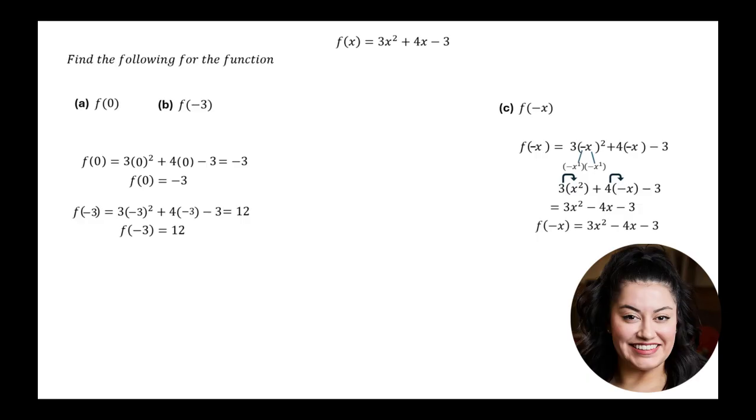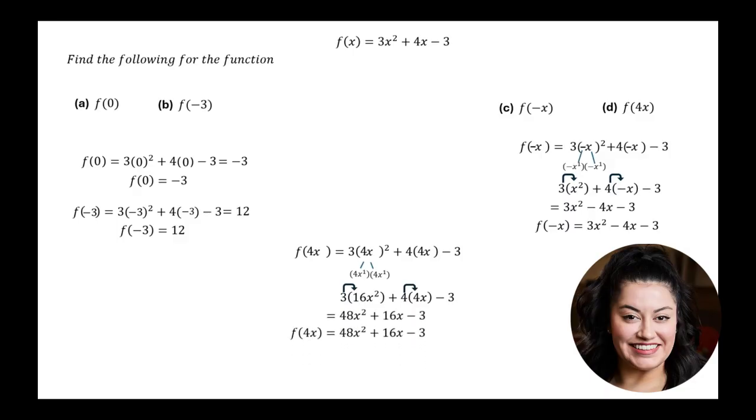If we are asked to evaluate our function when our x value is 4x, we will get our original function, and we are now plugging in a 4x for each term. Once again, doing the squaring first, which means 4x to the first power times 4x to the first power. 4 times 4 is 16, and x to the first power will give us x to the second power. So our equation will now look like this. We will distribute the 3 to the 16x squared and the 4 to the 4x. We will get an end result that looks like this, meaning that f of 4x is equal to 48x squared plus 16x minus 3.